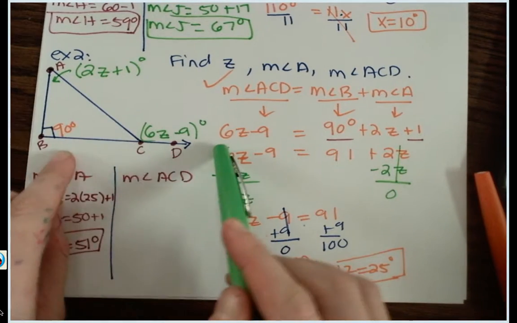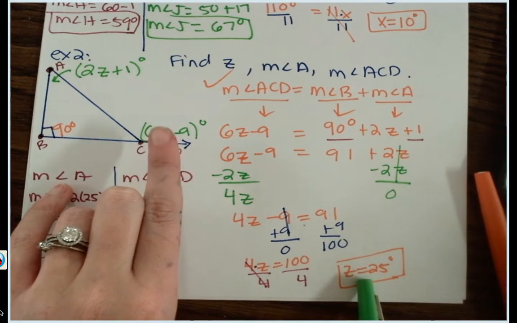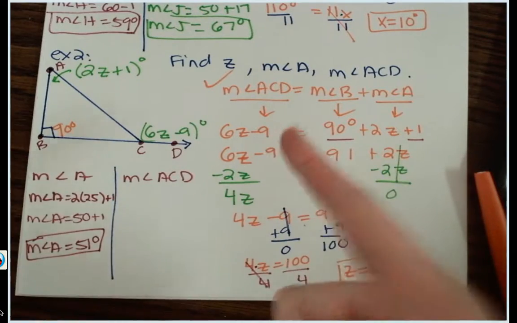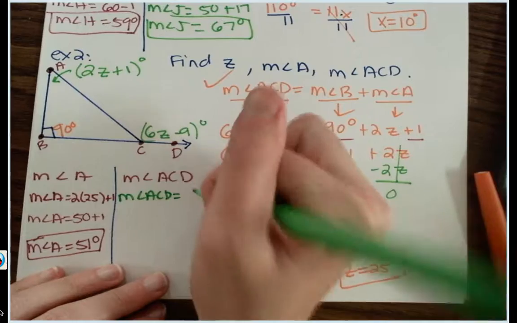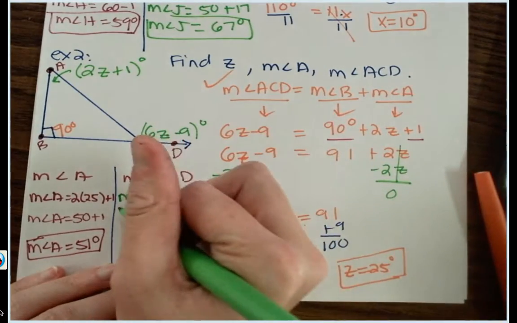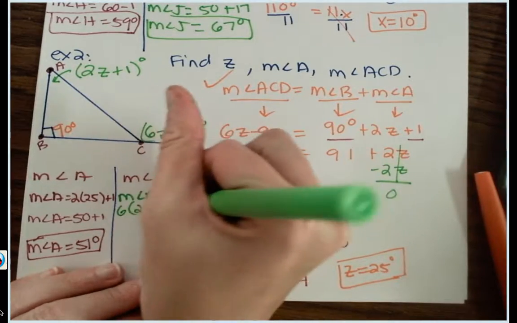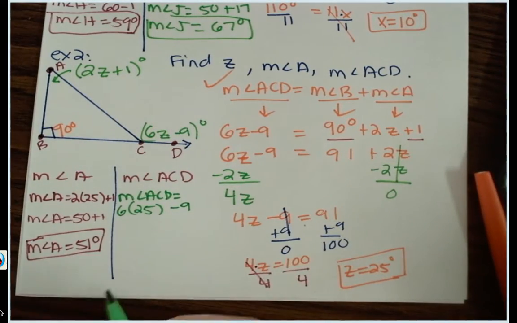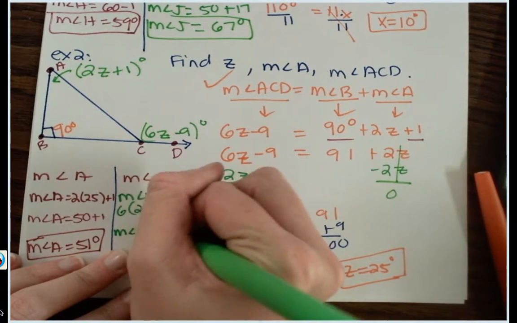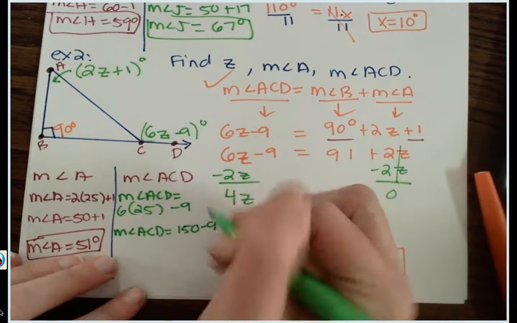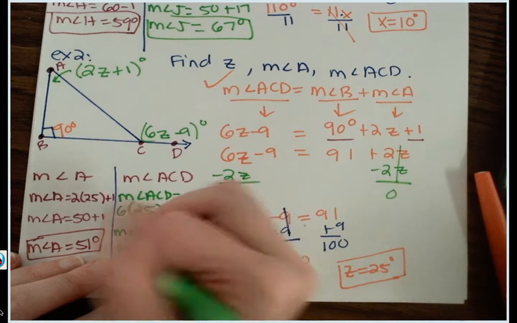All right, now I'm going to do the same thing with ACD. So my ACD equals 6Z minus 9. I'm going to substitute that 25 into Z, which my Z will transform into a 25. So the measure of angle ACD equals 6, I'm going to run out of space, I'm going to write it down here, 6 times my Z, which is 25, minus 9. 6 times 25 is going to give me 150. So the measure of angle ACD equals 150 minus 9, which is going to be 141.